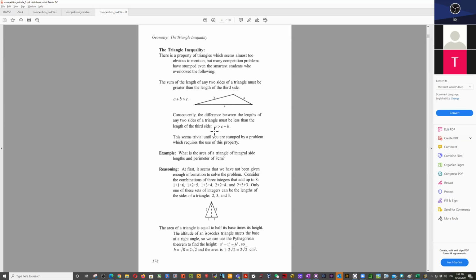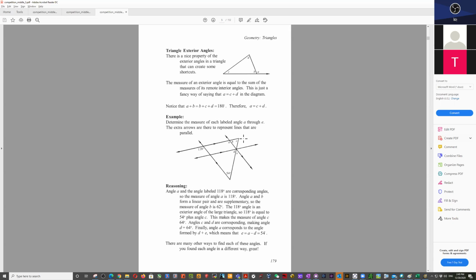Then this is actually a derived fact. You have to understand not just A plus B greater than C, it's also A greater than C minus B. And how do we get this formula? We just subtract B on both sides. We have A plus B greater than C. If we just subtract B on both sides, we will reach this formula.